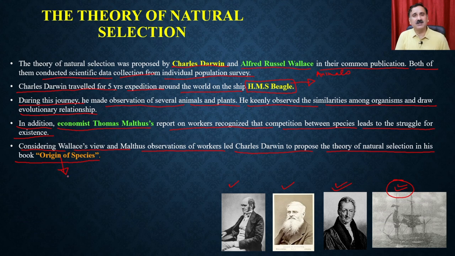The Origin of Species was so famous that it was actually the best-selling book that year. In fact, the number of copies sold of The Origin of Species was much more than the number of copies people were buying of the Bible also. So that's how the theory of natural selection proposed by Darwin was very interesting and exciting to explain evolution.